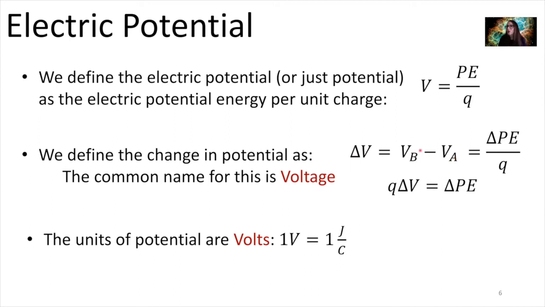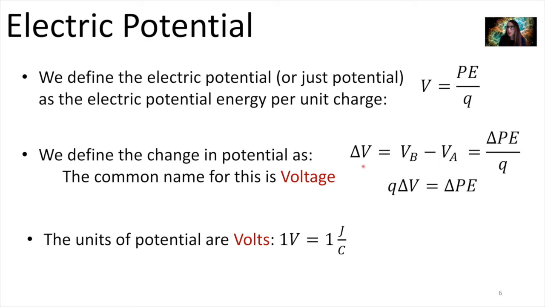And so we can also write this as delta V, that's equal to the change in potential energy over the charge. So you can also rewrite the change in potential energy as Q times the change in potential. This equation is going to be useful for us in many different ways. It's on your equation sheet. It's written as the change in potential is equal to the change in potential energy over the charge.